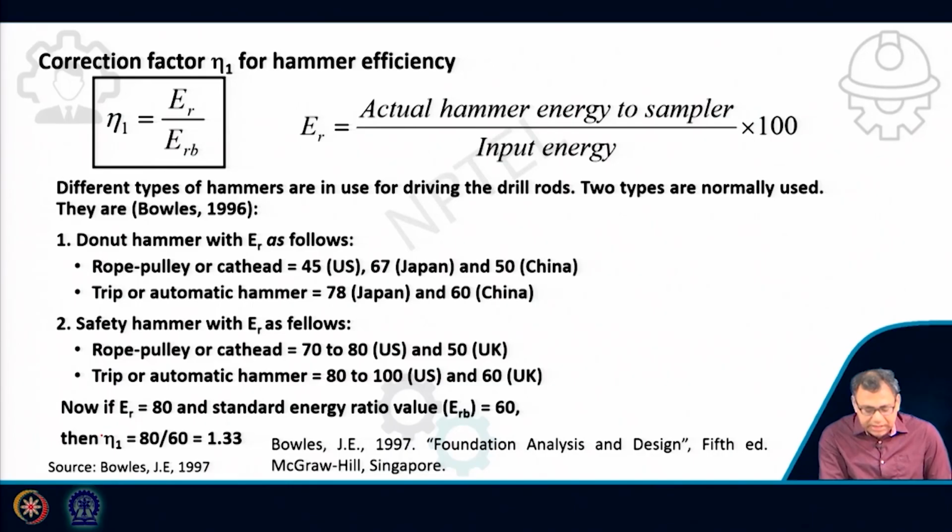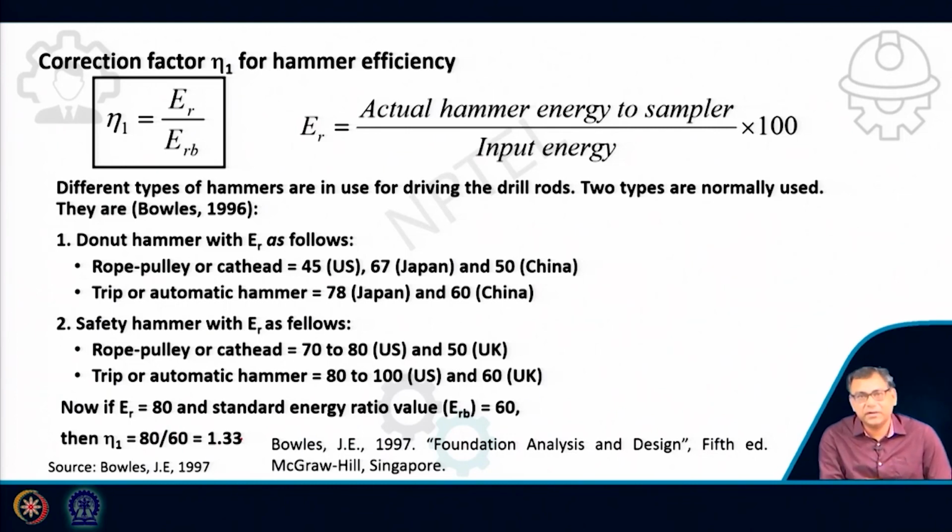Now if your ER is 80, that means you are applying a trip or automatic hammer, that value is 80, and the standard energy ratio value is 60. That means you want to represent it at 60% hammer energy, but your ER value is 80. Okay, that means you have applied 80. So that means the N value you get is with applying the 80. Now, if you convert it to 60, then your N value should be increased. So 80 divided by 60 will be 1.33.